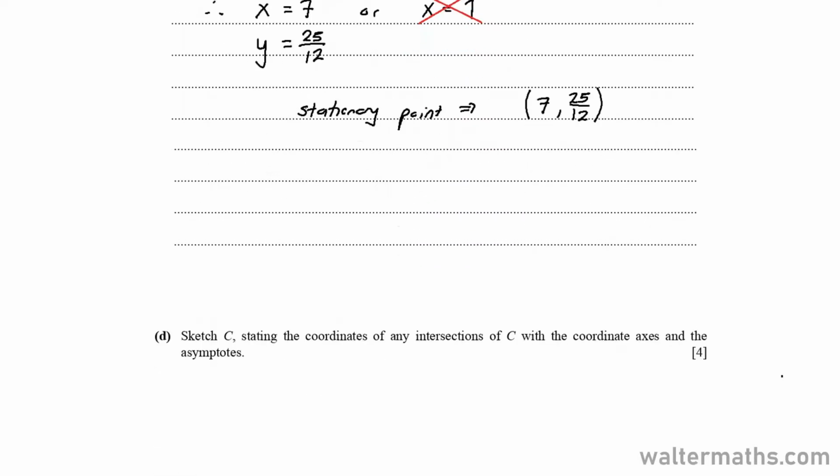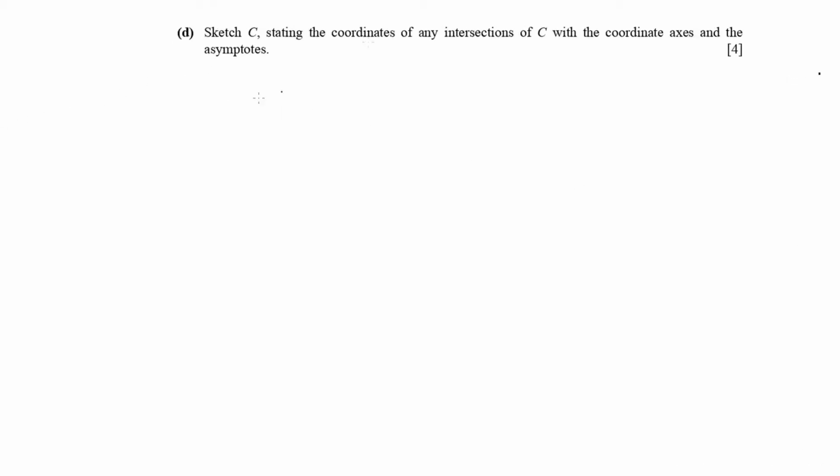Let's scroll down to part D. On part D, the question goes, sketch C stating the coordinates of any intersections of C with the coordinate axis and the asymptotes. Okay, so for this one here, we will need the following information.